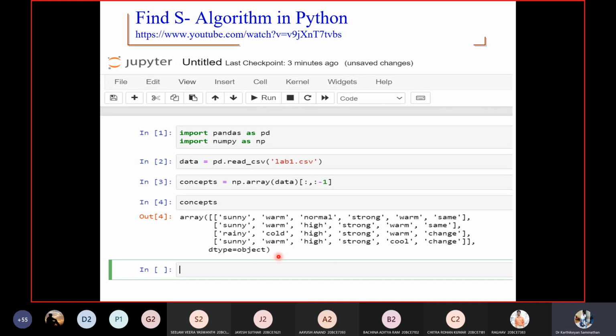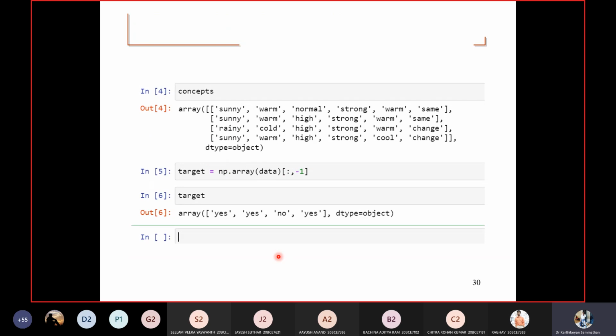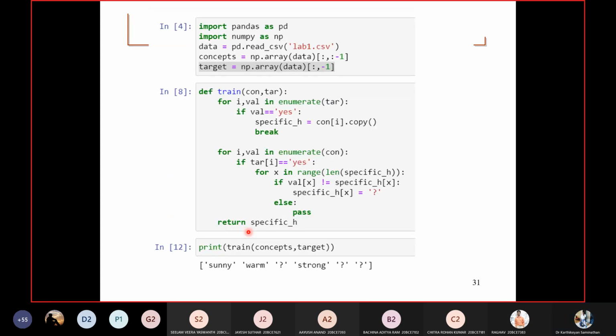Okay, now this is the third one. Then I am defining the target function. The target function is nothing but the last output column, right? So I want only the output column, so colon, -1, the last column only, with np.array of data. When you write target, you will get yes, yes, no, yes, yes. So that is your target function for this given data set.